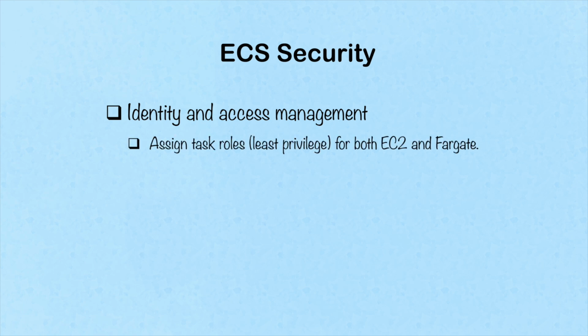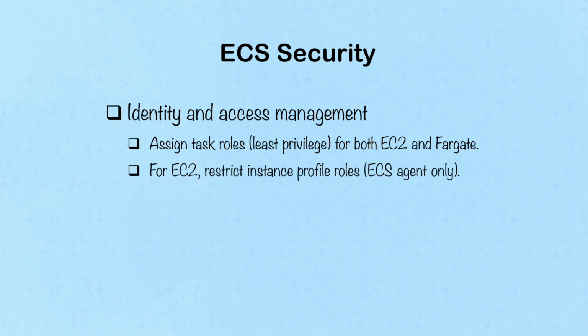Instead of embedding long-term credentials like access keys into your container images or environment variables, ECS tasks should assume IAM roles. This follows the principle of least privilege, meaning each task only gets the minimum permissions required to function. This significantly reduces the blast radius in case of a security breach.